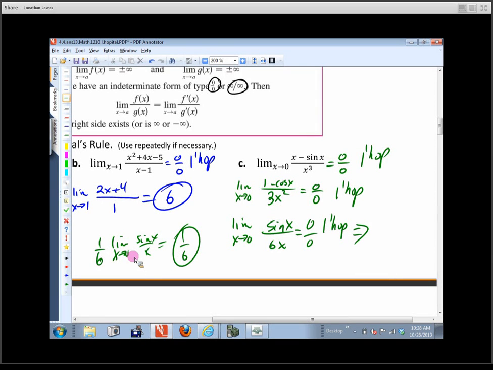I've got the constant of 1/6 out front. If I wanted to apply L'Hopital's rule again, this is what I'd end up with: cosine on the top and 6 on the bottom. And what happens if I plug in a 1? I get a 1 on the top and a 6 on the bottom. So the right answer either way. Okay? Any questions there?